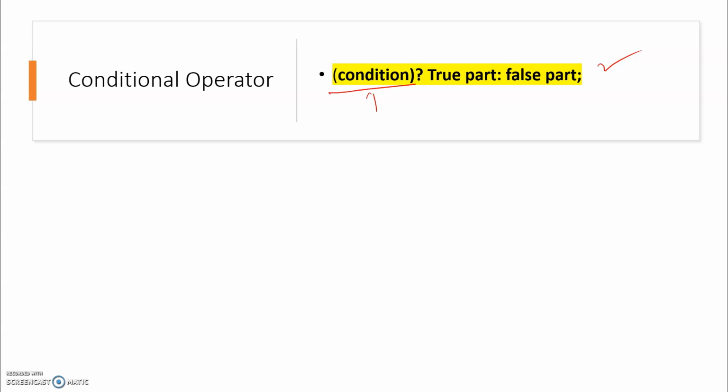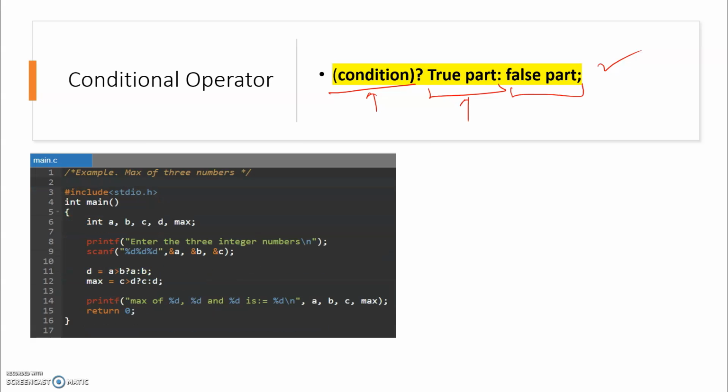Now the conditional operator. Here you can see this is the syntax for using the conditional operator. We'll check the condition. If this condition is true, then the true part will get printed. If this condition is false, then the false part will get printed. I have presented one example.